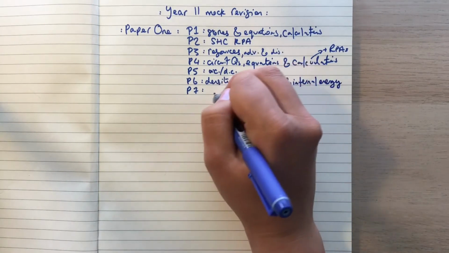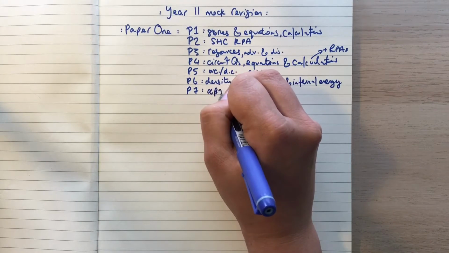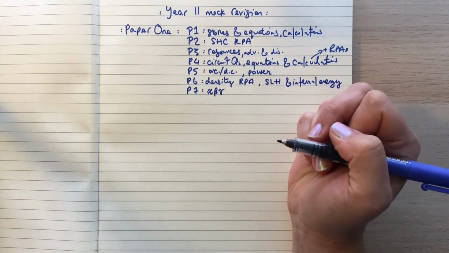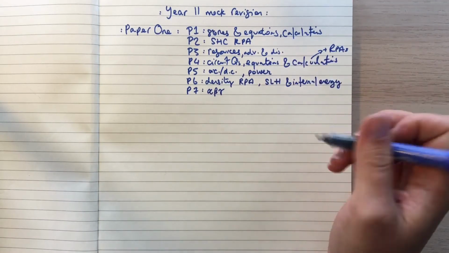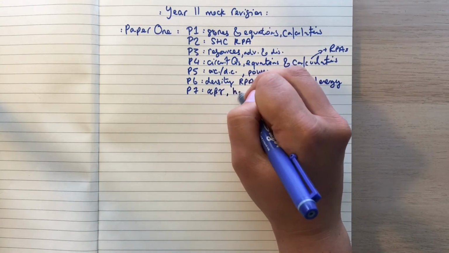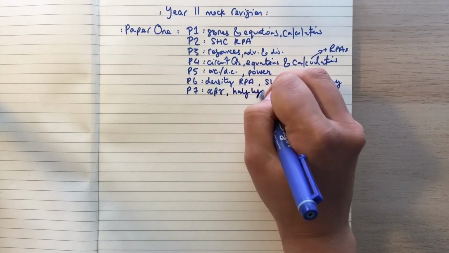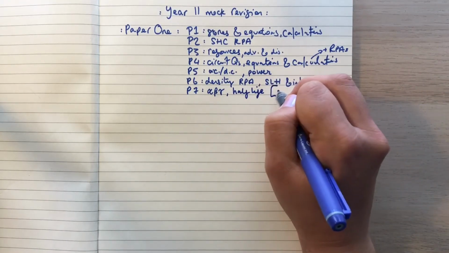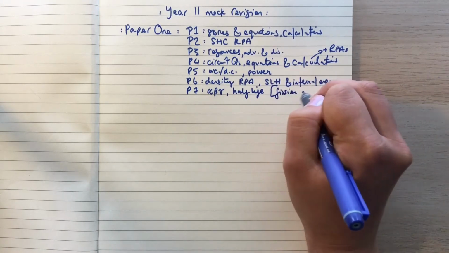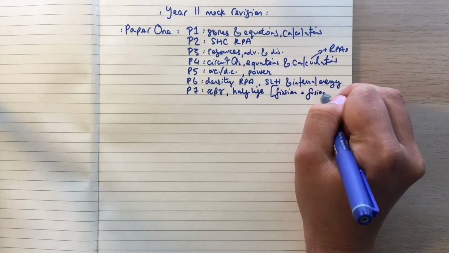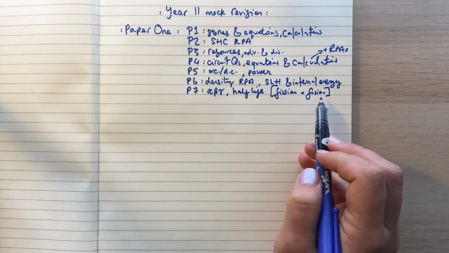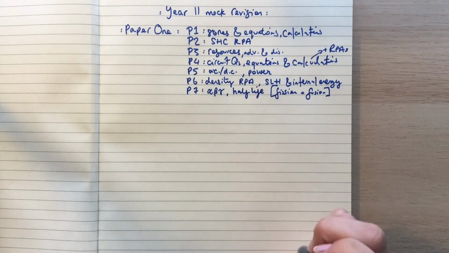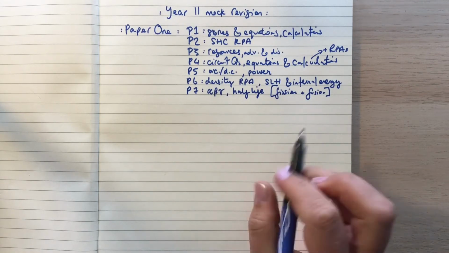And then P7, so alpha, beta, gamma is usually something that needs to be revised over and over. Half-life, and then if you're doing triple only, fission and fusion. So if you're not doing triple, you don't need to do that because it's not part of the chapter for you. But for triple students, fission and fusion is usually something they need to focus on.